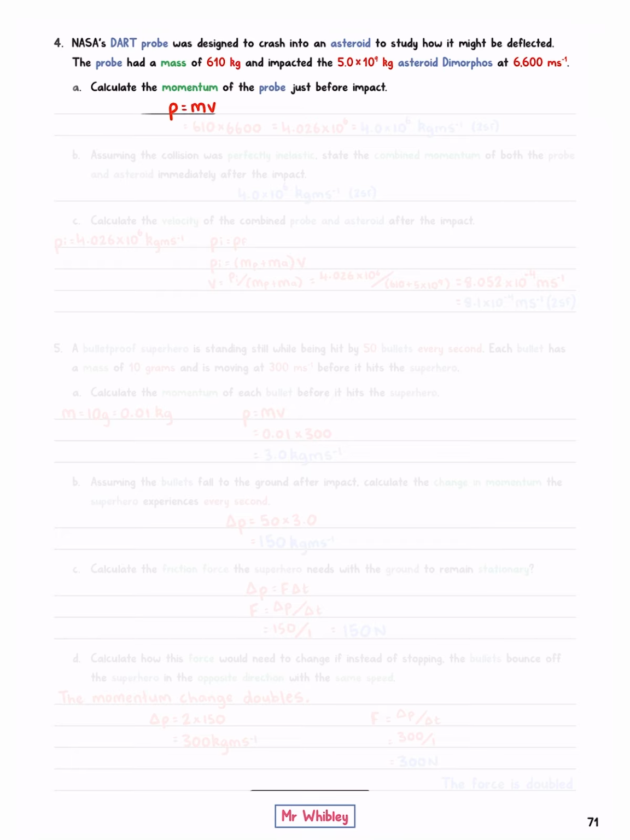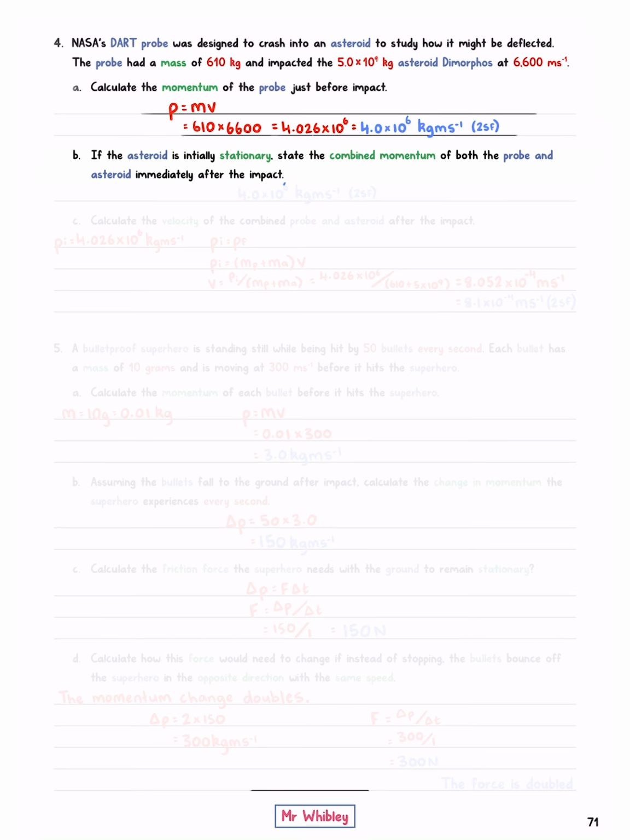Momentum is mass times velocity. We know the mass of the probe, and we know the velocity of the probe, which gives us 4.026 times 10 to the 6, or 4.0 times 10 to the 6 kilogram meters per second to two significant figures. Assuming the asteroid was initially stationary, state the combined momentum of the probe and asteroid immediately after the impact.